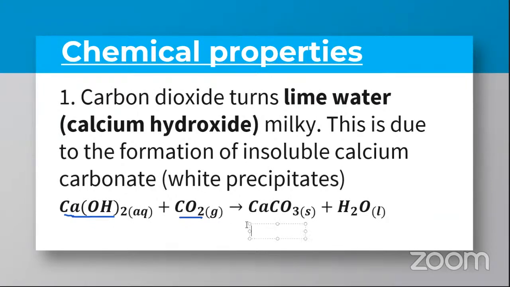Let me see how I can write it here. And water. And you need to cross check to see if the equation is balanced. In case it is not, then we can balance it. But according to me, it is balanced. So members, this is the white precipitate, or the milky thing that is being formed.